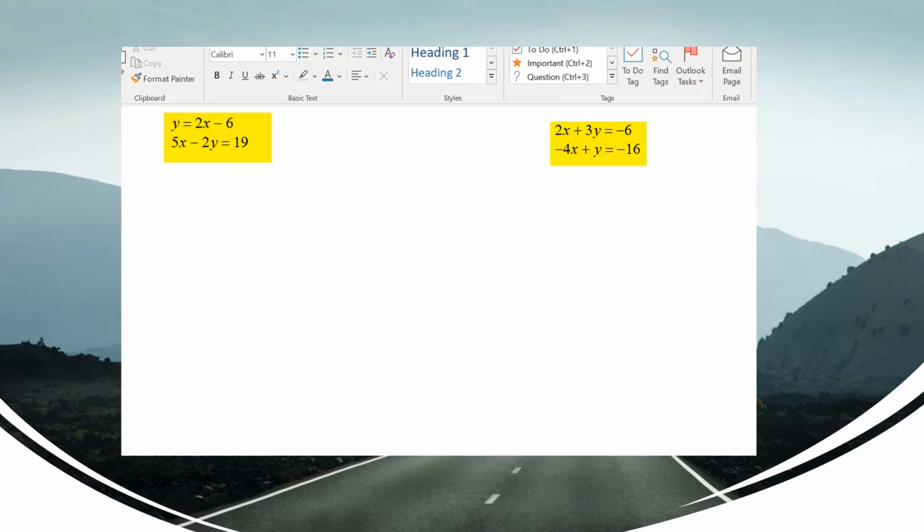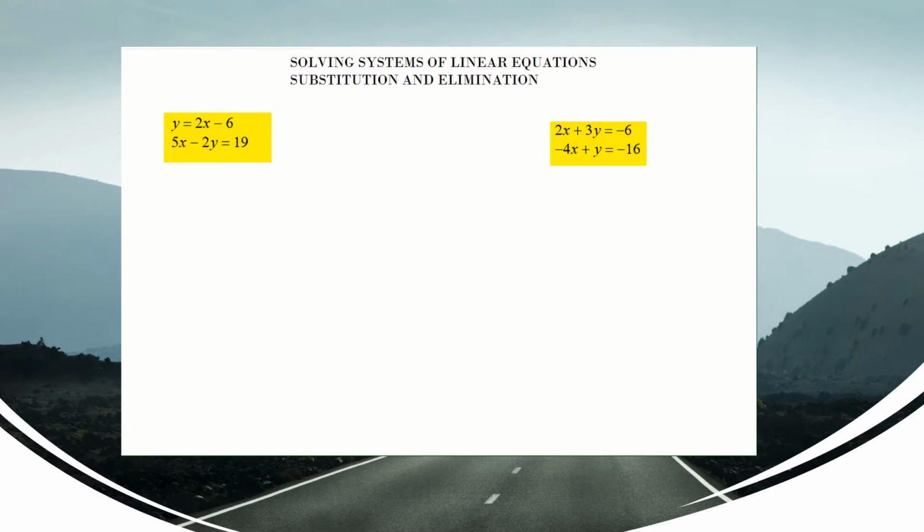Hello, this video will go over solving system of linear equations using substitution here. So you see two systems here. I'm going to break this down into two different videos. The first one is going to be for substitution. So if you need help with the elimination, you're going to have to see the other video here.